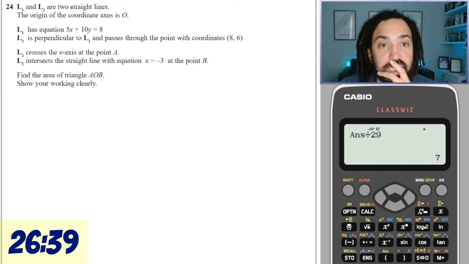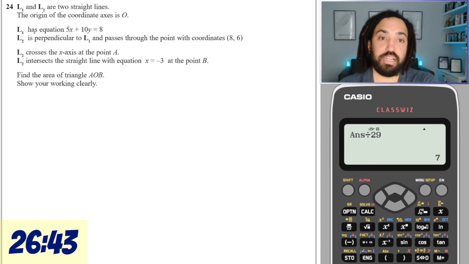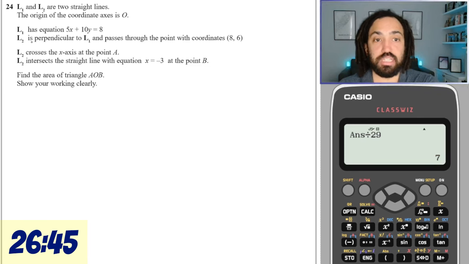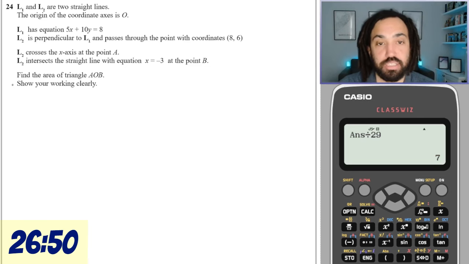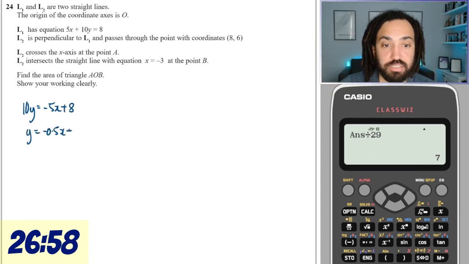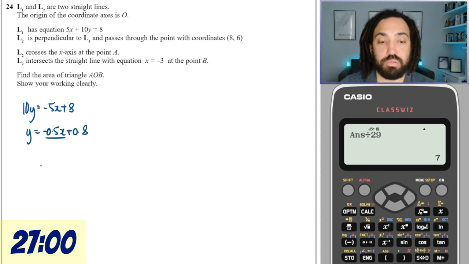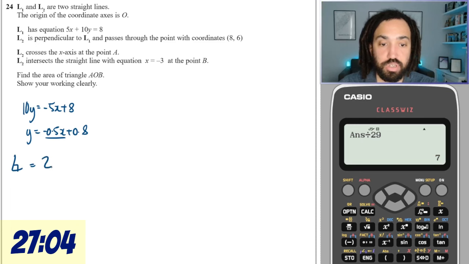The line are 2 straight lines. The origin, yes, okay, that has that equation. Line 2 is perpendicular to line 1 and passes through the point. Okay, so, right, 10y is equal to minus 5x plus 8. So y is equal to minus 0.5x plus 0.8. But that's important, that's the gradient. So the perpendicular gradient is equal to 2, because it's a negative reciprocal of minus a half.